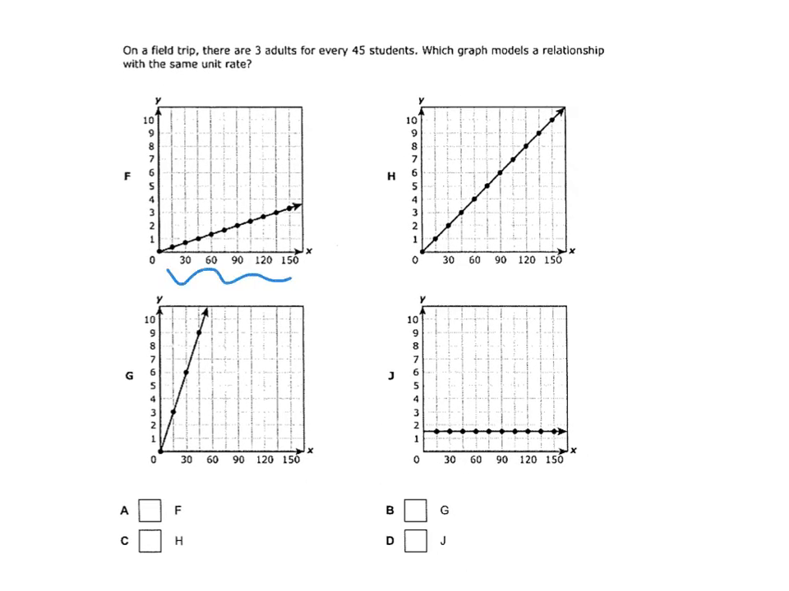On a field trip, there are 3 adults for every 45 students, which graph models a relationship with the same unit rate? Okay, so we can kind of tell just by how they numbered it that this x-axis is the students and the y is the adults. So we need to look at, either way, where 45 should be, which would be in between 30 and 60.